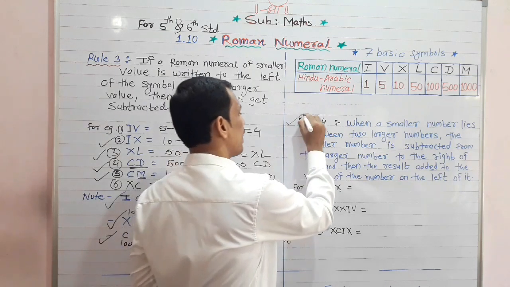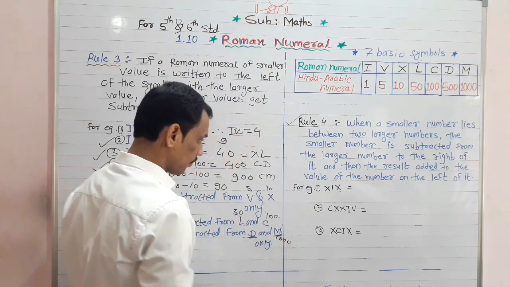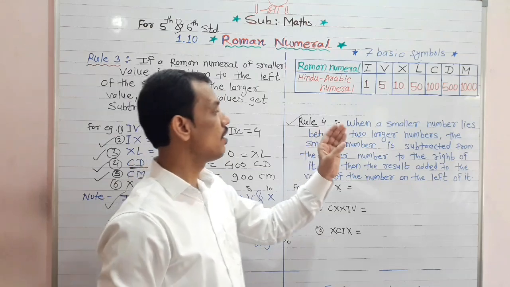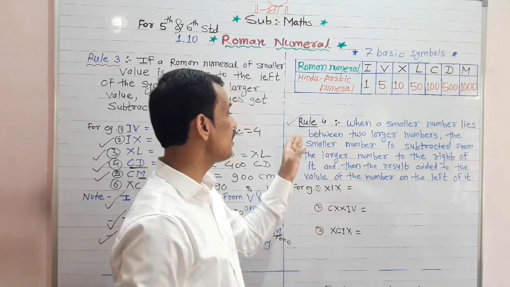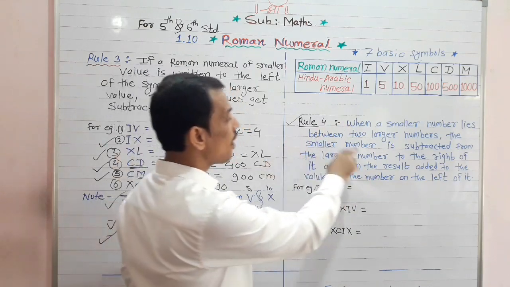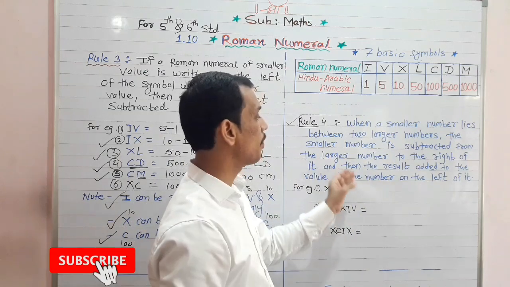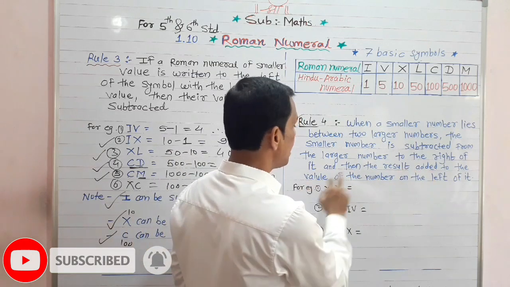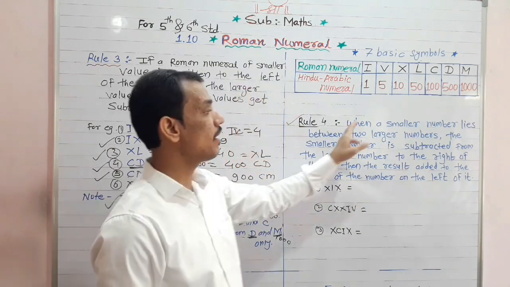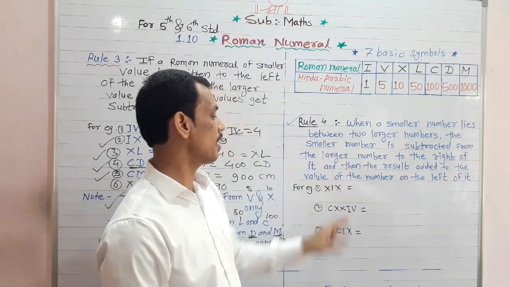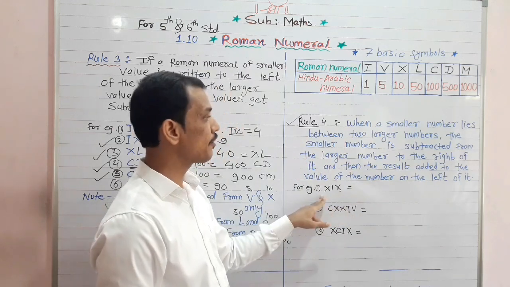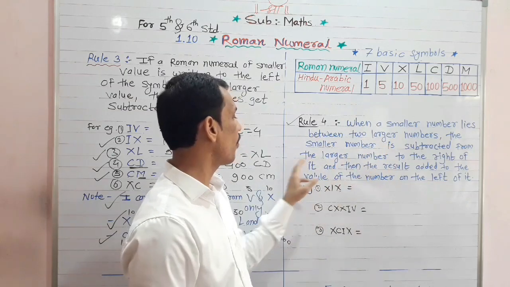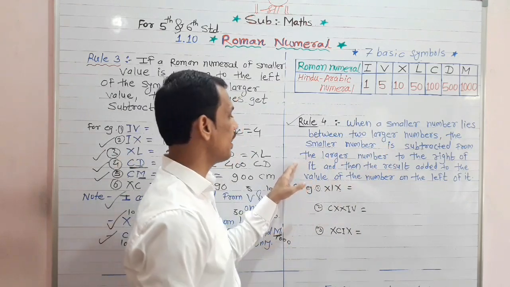So rule number 4 is there. Now rule number 4 is that when a smaller number lies between two larger numbers, the smaller number is subtracted from the larger number to the right of it, and then the result is added to the value of the number to the left of it. The smaller number lies between two larger numbers. The smaller number is subtracted from the larger number to the right of it.